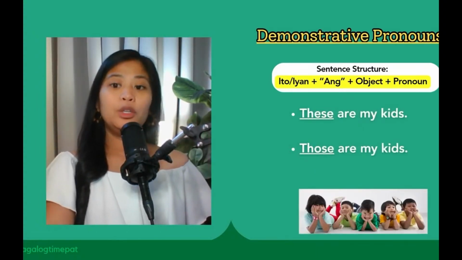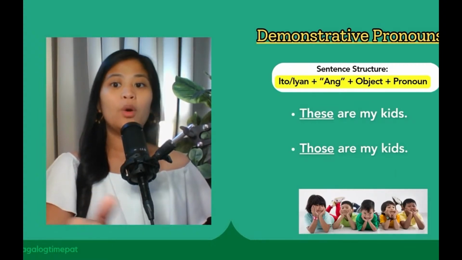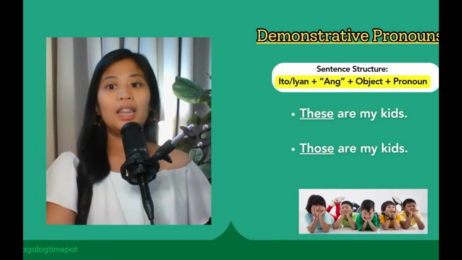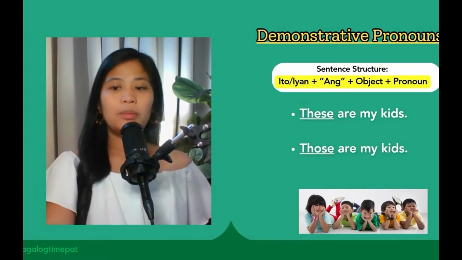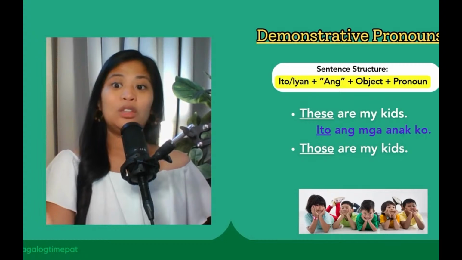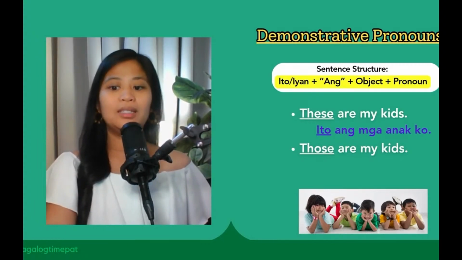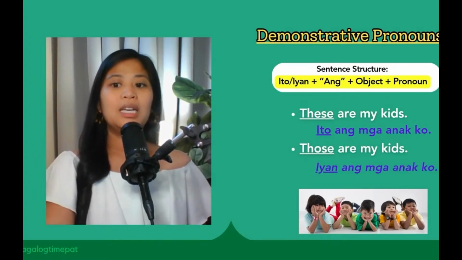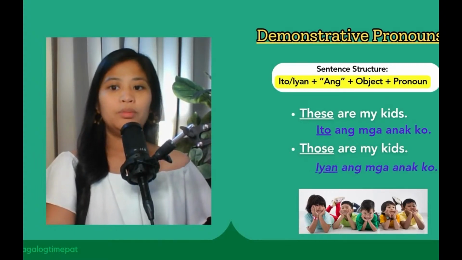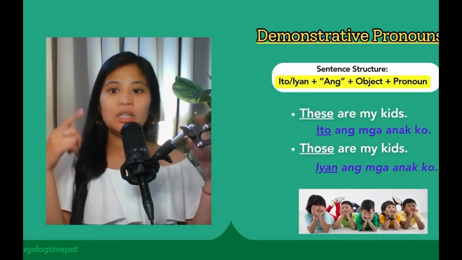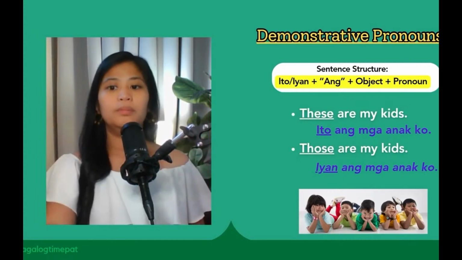And it can be used in a plural way as well. They can mean singular or plural things. So these are my kids is still ito ang mga anak ko. Ito ang mga anak ko. These are my kids. Those are my kids. Iyan ang mga anak ko. So ito means these. Iyan means those.